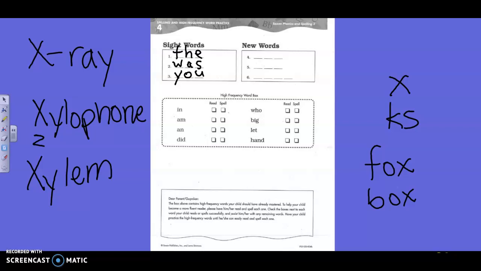Back here, I have a cubby. Okay. Yeah. Oh. Okay, hold on. All right.